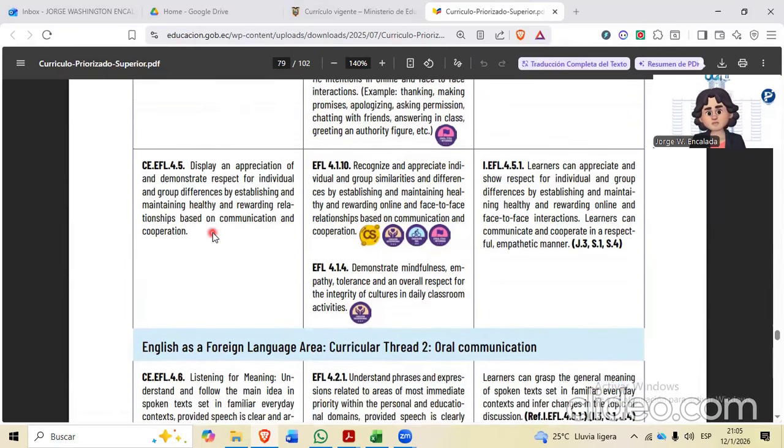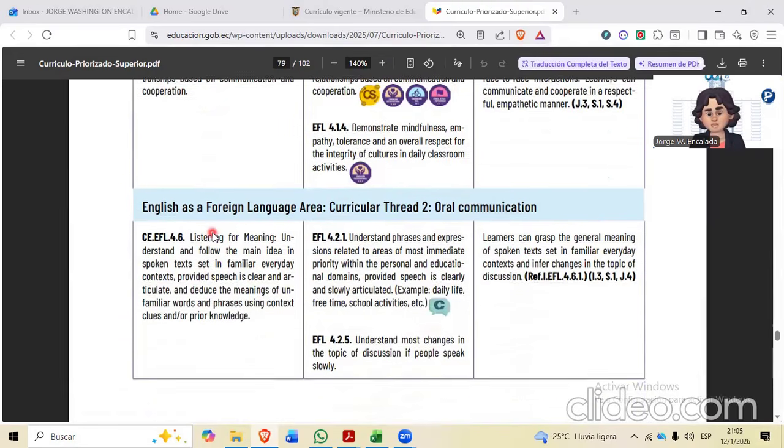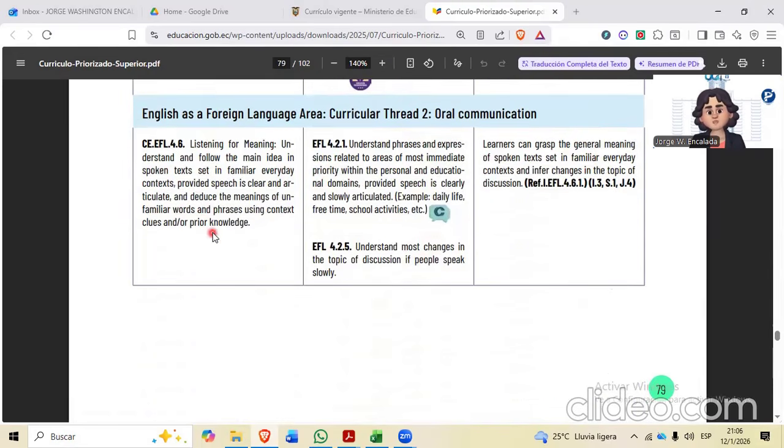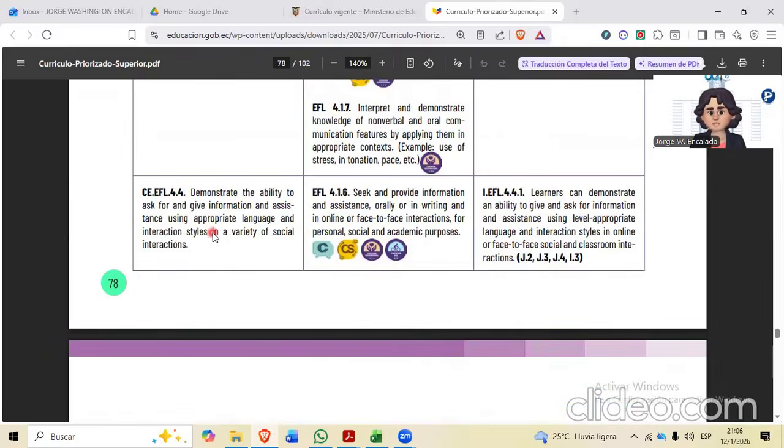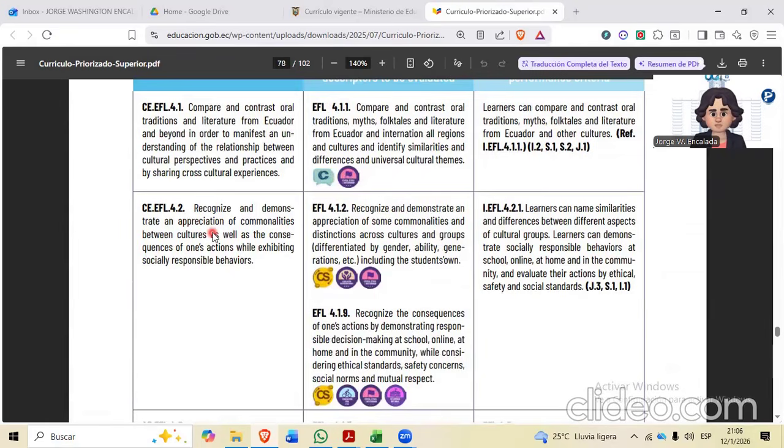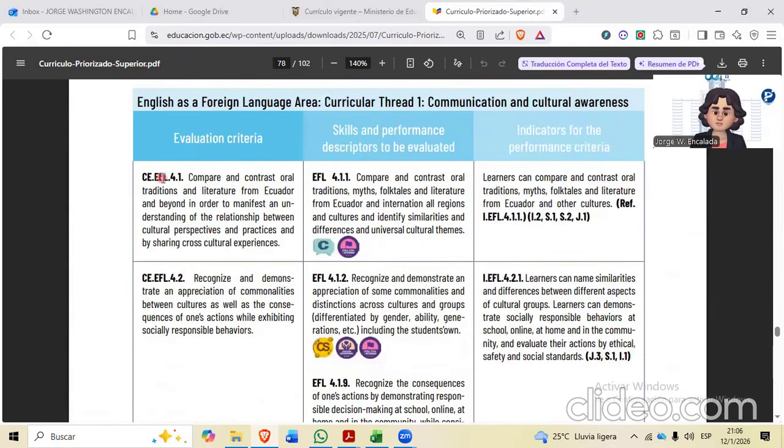And you notice that the order keeps going. Number 5, number 7, and you keep going until the last one. So that's why you need to remember the codes. So you can associate that with the level and you can understand with what specific curricular thread you're supposed to work with that evaluation criteria.